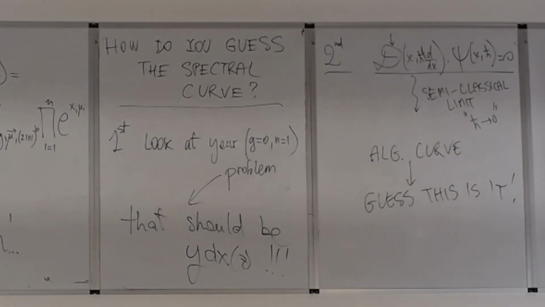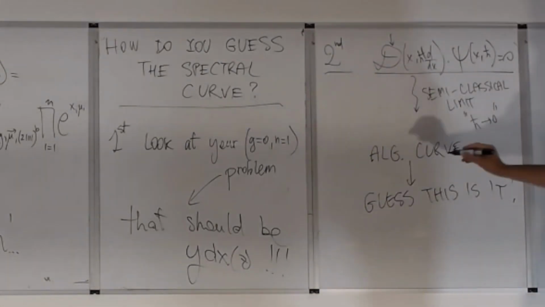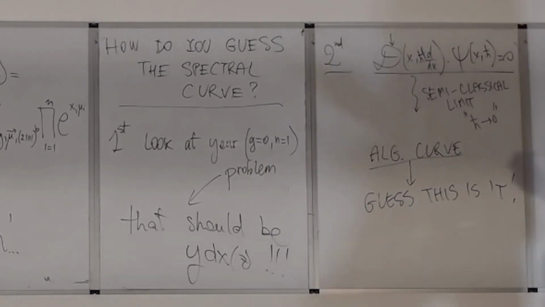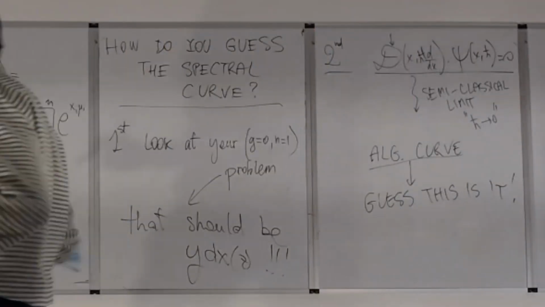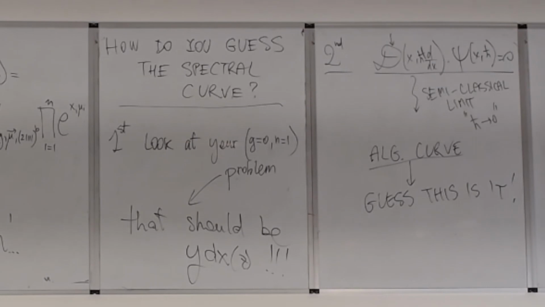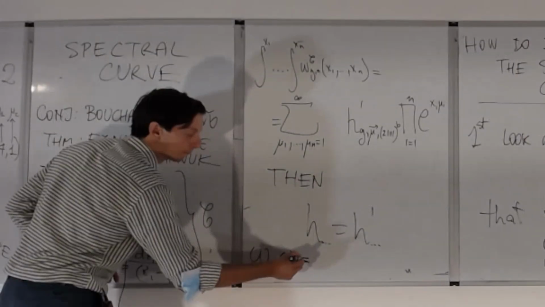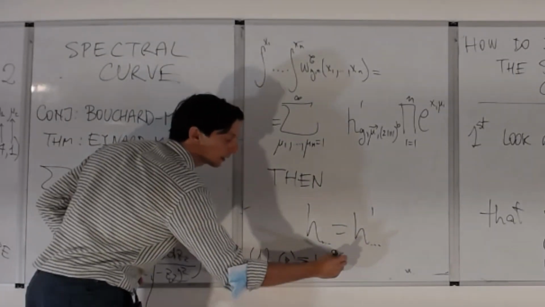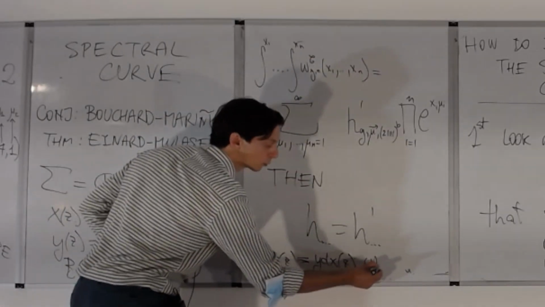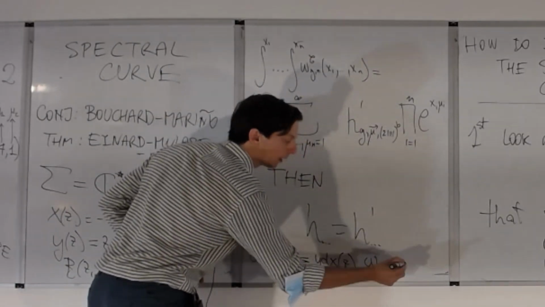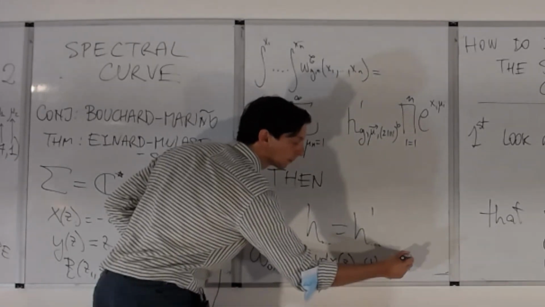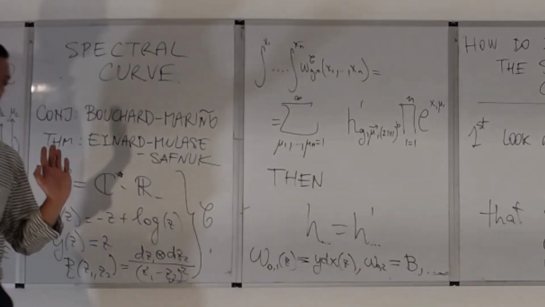The spectral curve. Which one? Sigma, sigma 0? Again, you're saying something too advanced. I'm just taking x and y. Just saying x and y, and then I am taking omega 0,1 of z to be y dx of z, and then I'm taking omega 0,2 to be this b, and then I'm using topological recursion to compute the other ones.